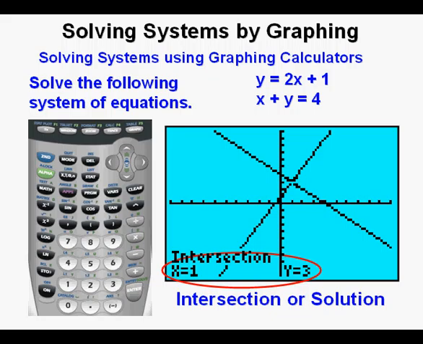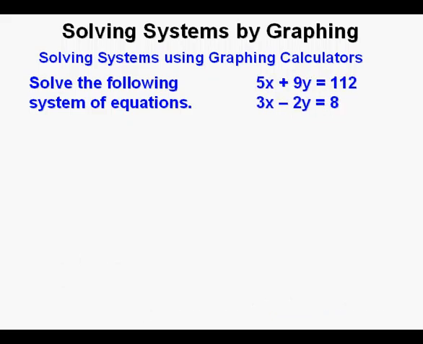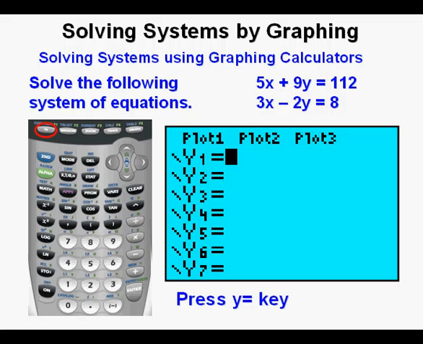Let's look at this system of equations with both equations in standard form. We have 5x plus 9y equals 112, and we have 3x minus 2y equals 8. First thing, press the y equals key at the upper left of the keypad. Next, open parentheses. Then enter the number of the first equation, 112.